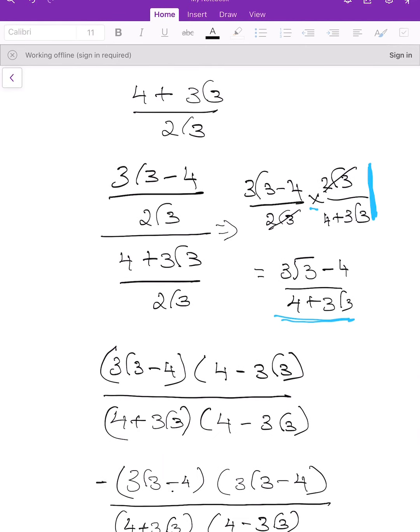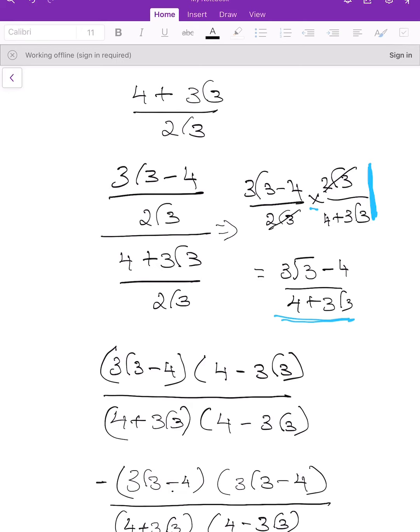I can stop here. There's no big issue if I stop here. But generally we don't keep root numbers in our denominator. We will try to avoid root numbers in the denominator. So I'm taking the conjugate. Conjugate is nothing but I'll write the same number, and I'll multiply and divide the same denominator by changing the sign in between.